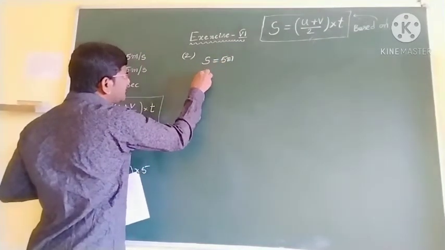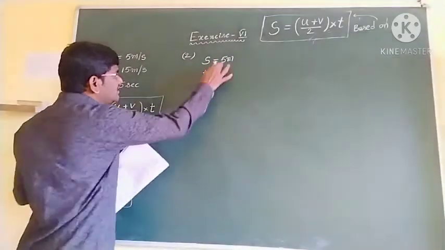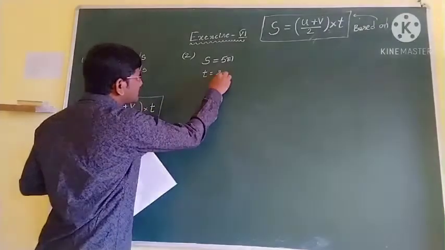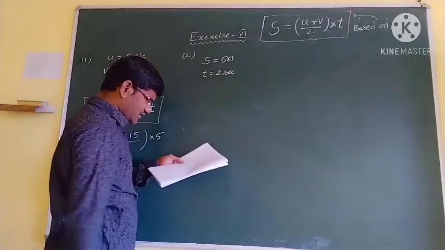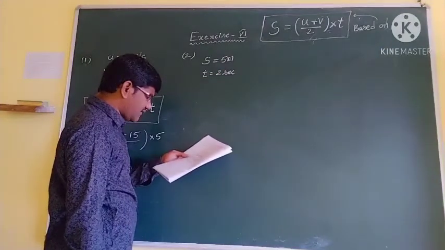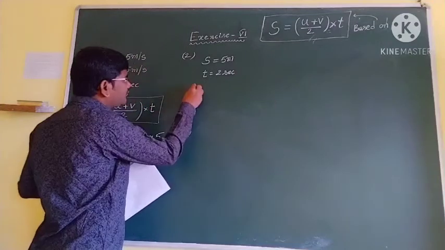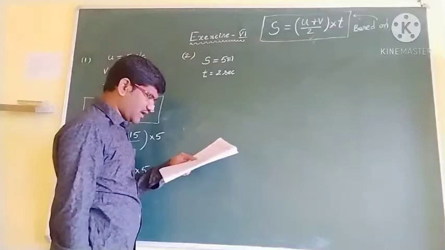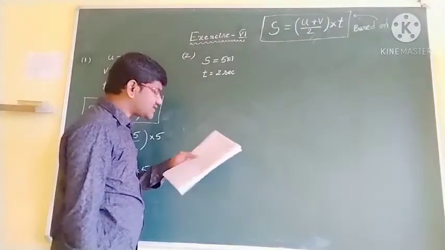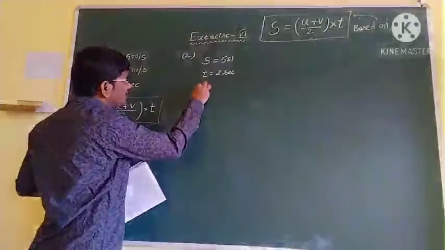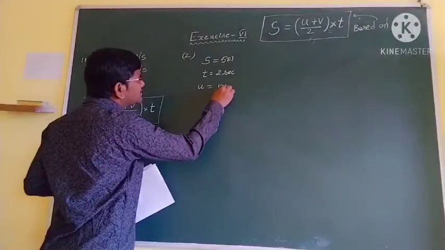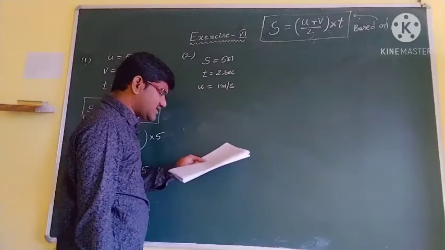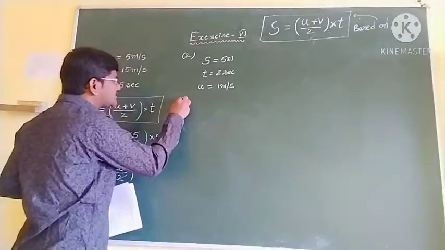The displacement is in the time of how many seconds, students? 2 seconds. So the displacement is in the time of 2 seconds. Find the velocity after 2 seconds. So we have to find V. The initial velocity U is given as 1 meter per second. We need to find the velocity.